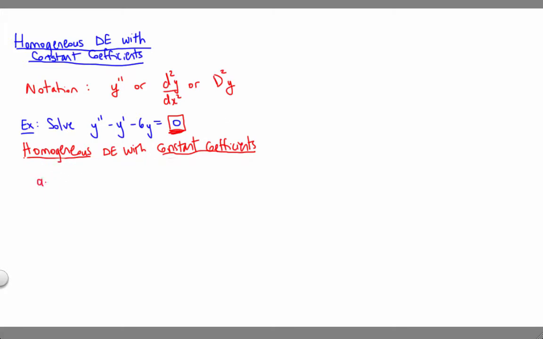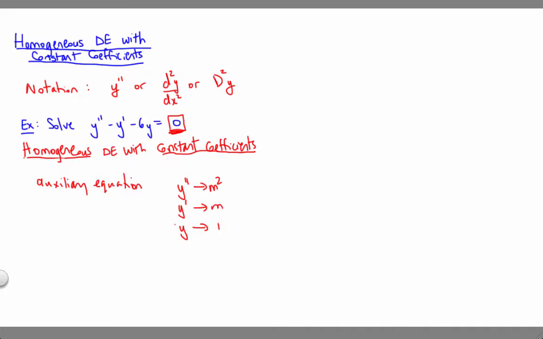We're going to set up what's called the auxiliary equation. And the way that's going to work, we're going to look at our DE and we're going to replace the y double prime with an m squared. Y prime will be replaced with m. Y will be replaced with 1.